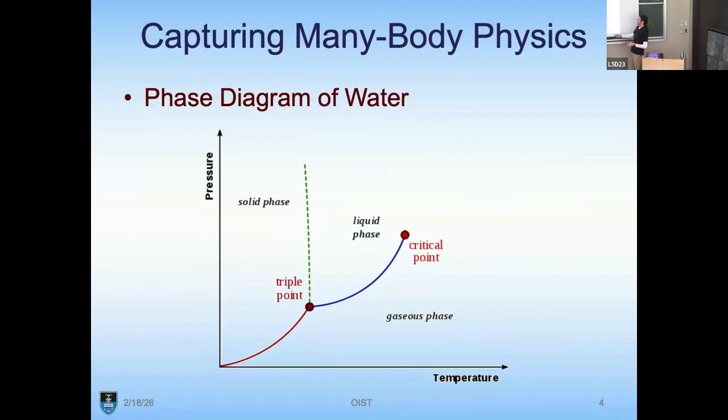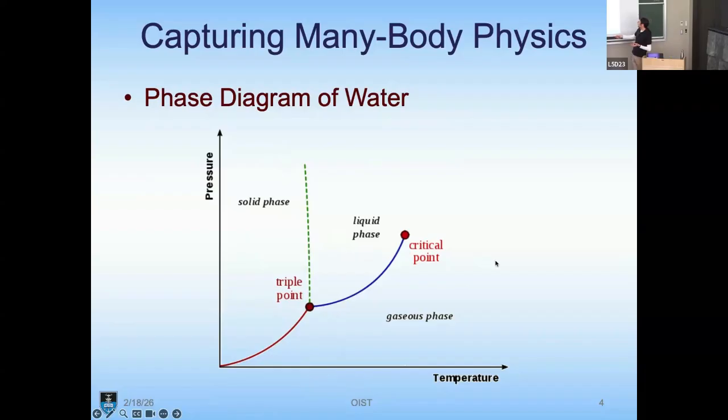And here we have the phase diagram of water. On the y-axis, we plot pressure, and on the x-axis, we plot temperature. And we have different phases. This is the cartoon phase diagram of water that we all see in chemistry in high school. At low temperatures, we have the solid phase, where we have ice. And then as we rise in temperature for reasonable pressures, we will undergo a phase transition to a liquid.